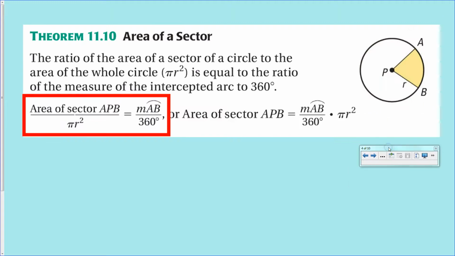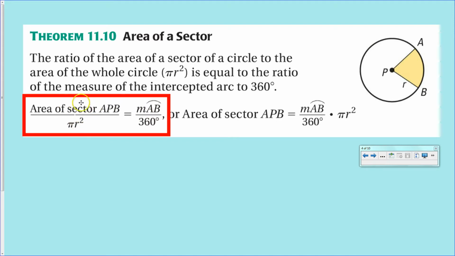The thing that the video did not talk about was the area of a sector, and the area of a sector is simply a portion of a circle. So we can define a sector by its central angle, and that central angle will be some portion of 360. So the measure of whatever the arc is that goes along with that sector, and then the area of the sector will be a portion of the area of the whole circle.